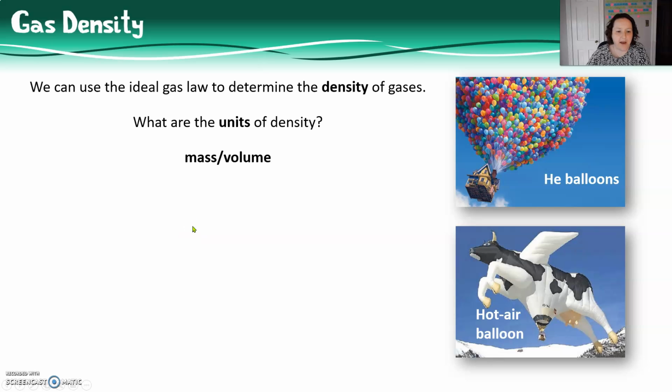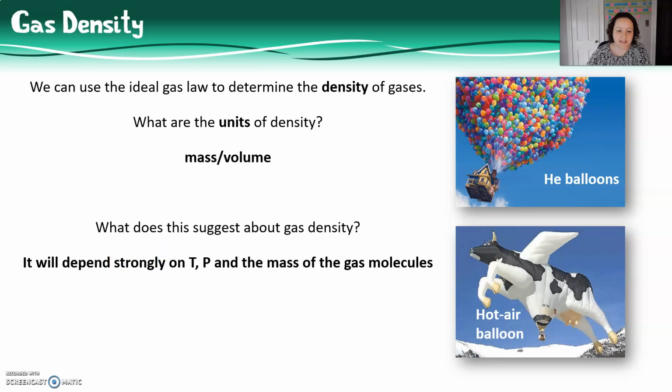Mass divided by volume. As mentioned in the first mini lecture for this chapter, gas density is different from solid and liquid density in that the volume of a gas can change drastically depending on the temperature or pressure of the gas. Therefore, the density of a gas is highly dependent on these conditions, as well as on the mass of the gas.